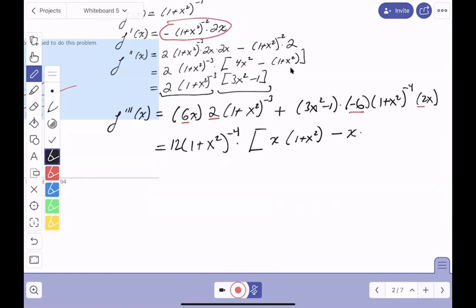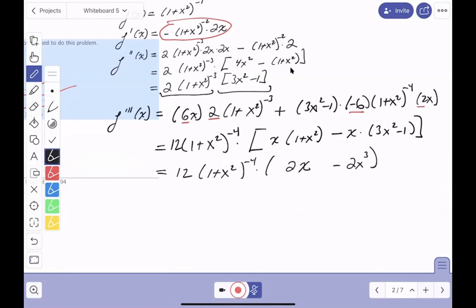And I have, let's see what I got, 3x squared minus 1. There's no doubt about it. 12, 1 plus x squared minus 4. Let's see if we can do this. And certainly, looking at it, I got x cubed minus 3x cubed, which is minus 2x cubed. Then I get plus x. Plus x is 2x, right?